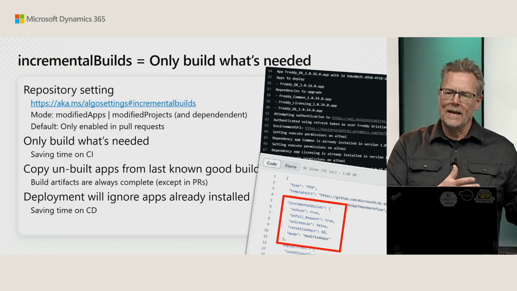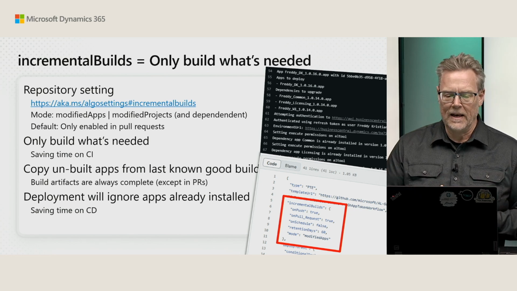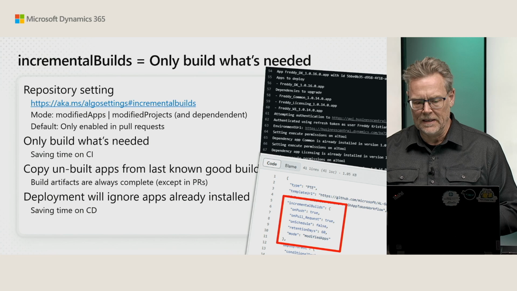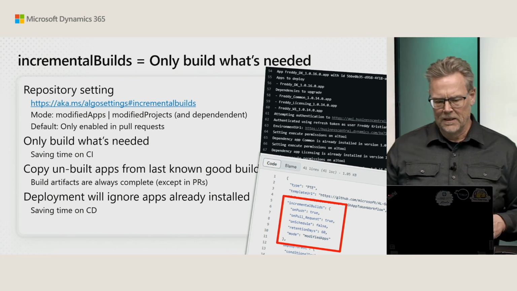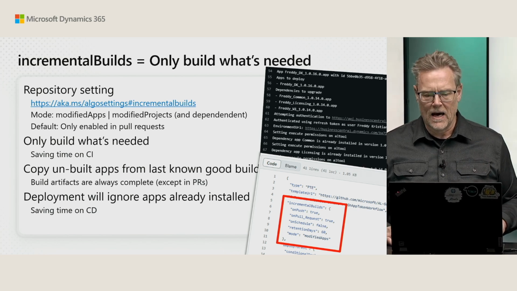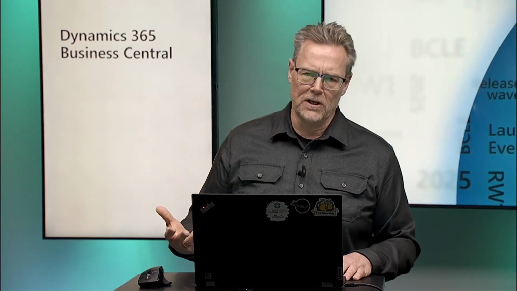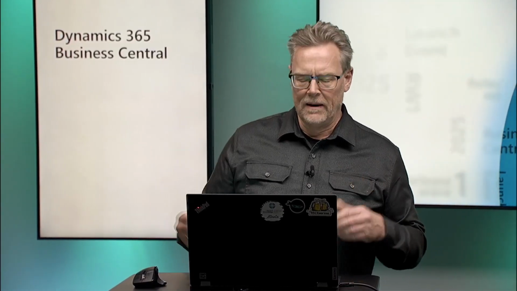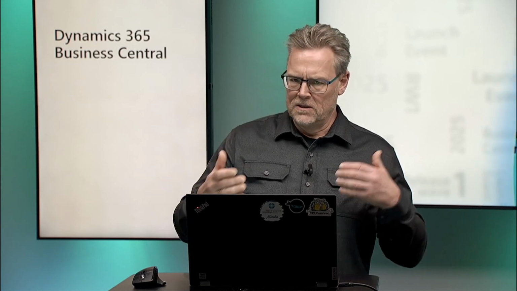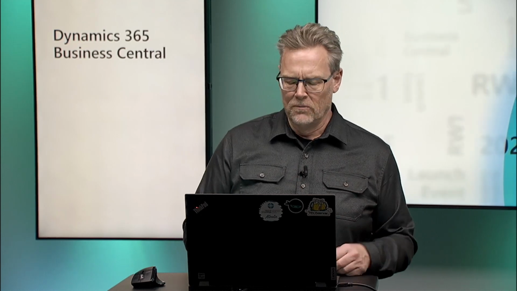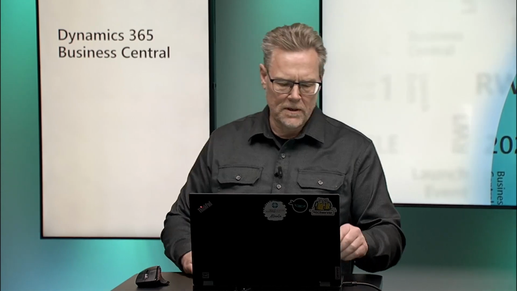By default, if we go back in time, this has always been enabled for pull requests, but it has never been enabled for CI/CD. The primary reason for that was that we wanted every CI/CD build to have a complete set of artifacts built. And we've solved that. So we're saving time on continuous integration when only building what's needed, but we're also saving time on deploying because the unbuilt apps will obviously not be deployed. They'll figure out that these apps are already deployed.